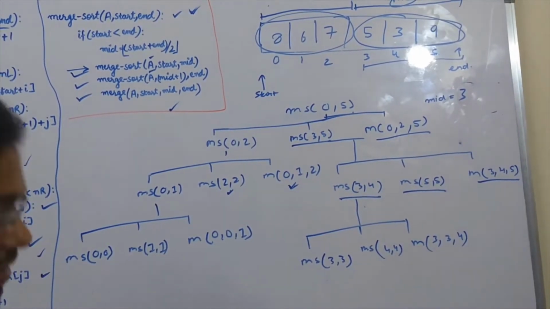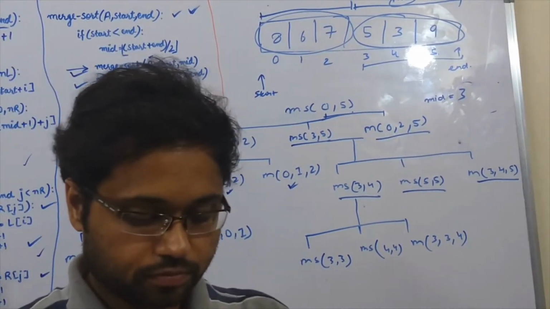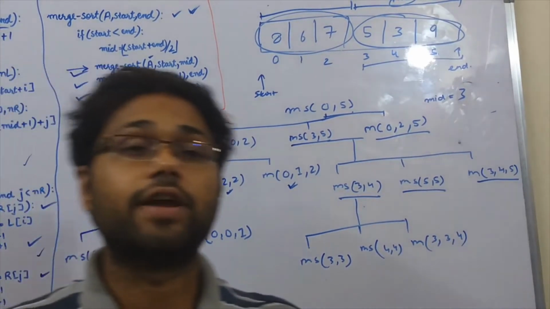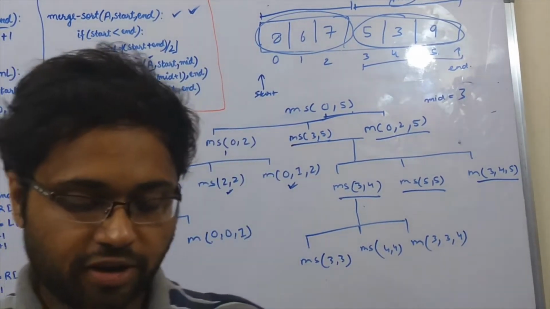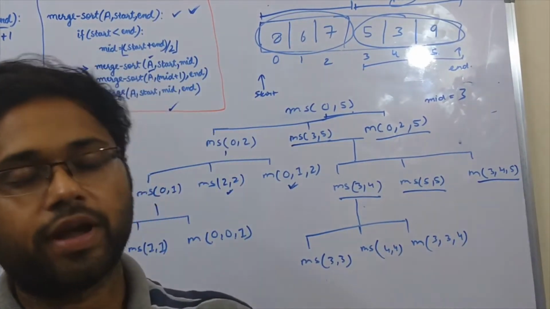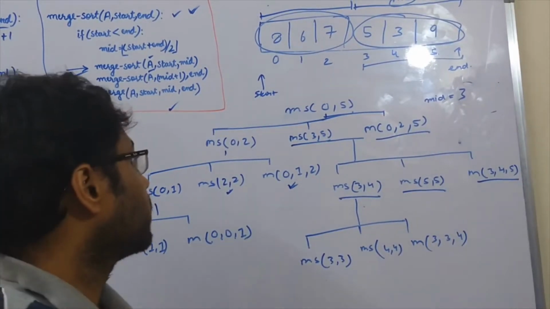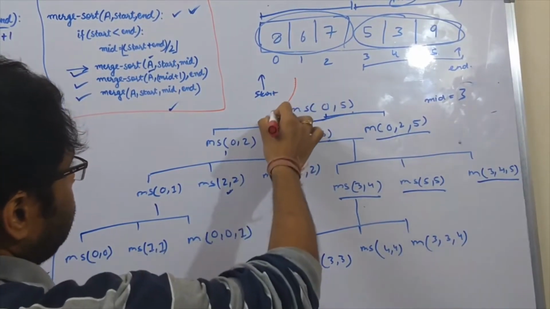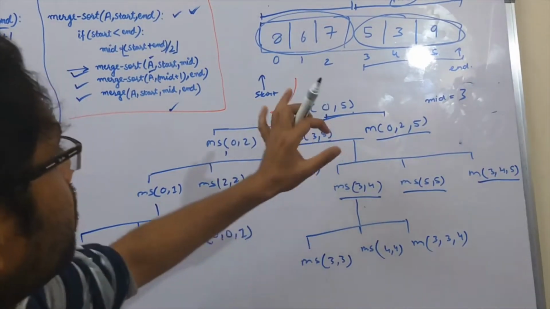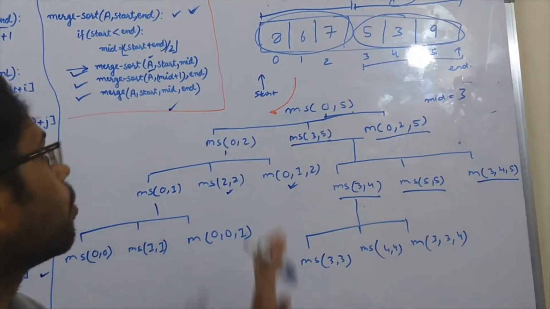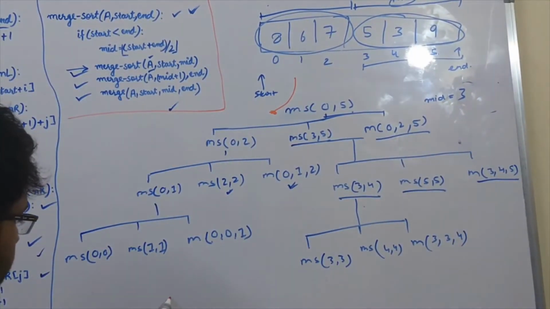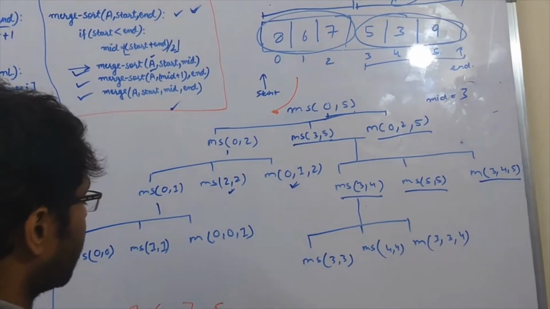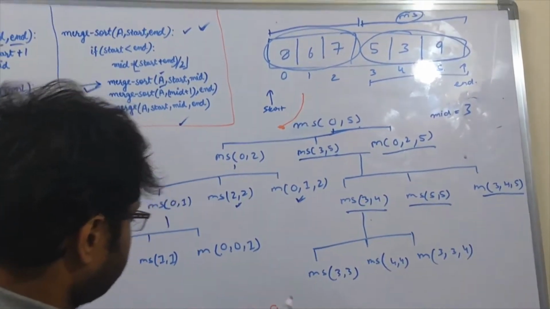So, as you can see, how to traverse the tree is very important. This is an important point, and you have to understand how we are actually traversing the tree from top to down and left to right. Firstly, merge sort from 0 to 5 is called. Our numbers are 8, 6, 7, 5, 3 and 9.